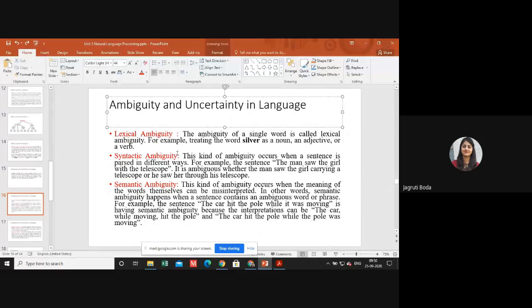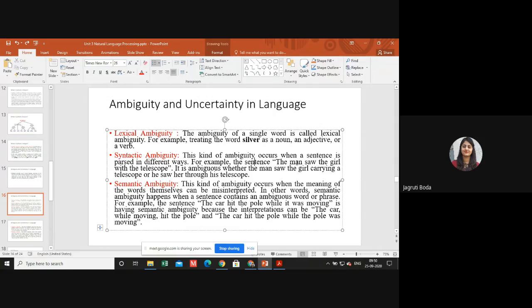Now, syntactic ambiguity. This kind of ambiguity occurs when a sentence is parsed in different ways. For example, the sentence, the man saw the girl with the telescope. So it is ambiguous whether the man saw the girl carrying a telescope or he saw her through his telescope. So there are two meanings of this sentence. So this ambiguity is called syntactic ambiguity.